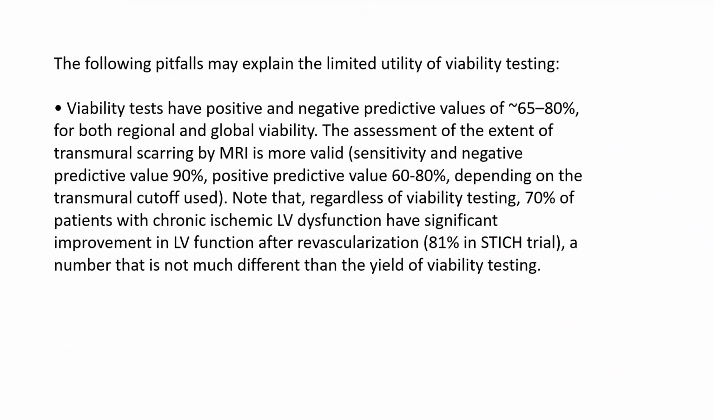One, viability tests have positive and negative predictive values in the range of 65 to 80%, both for regional and global viability. The assessment of the extent of transmural scarring by MRI is more valid, and this has a sensitivity and negative predictive value of 90%, but a positive predictive value of recovery of 60 to 80% depending on the transmural cutoff used. Keep in mind, MRI highly predicts recovery if you have 0% transmural scarring, and it predicts a lack of recovery if you have 100% transmural scarring.